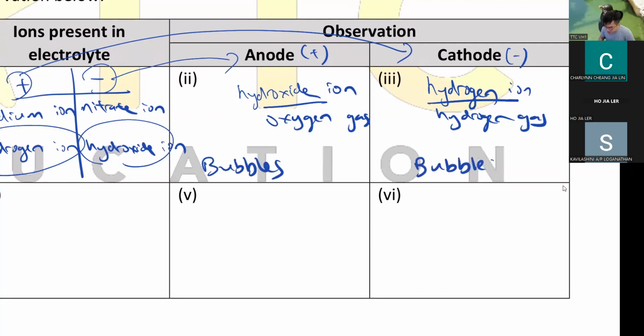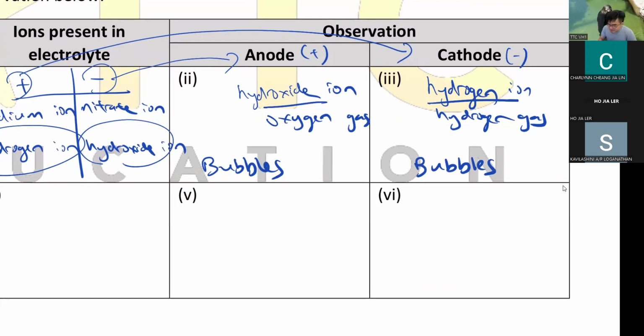Both sides have bubbles, but different bubbles. One is the oxygen bubble, one is the hydrogen bubble. But they don't care. They just want to know what you see. Not oxygen, not hydroxide, not hydrogen, not hydrogen ion.